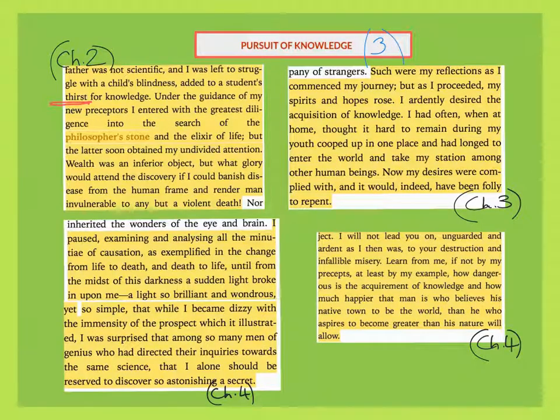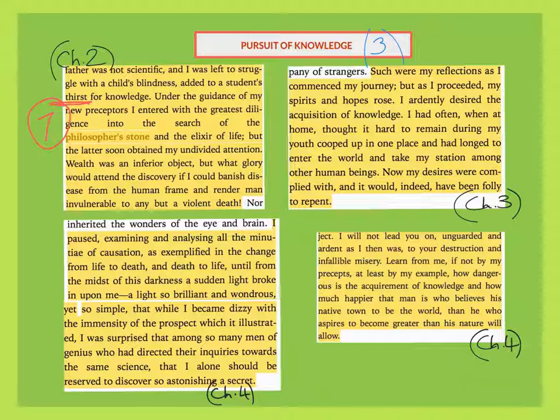That childlike imagery occurs again. Victor noting here, I was left to struggle with a child's blindness, added to a student's thirst for knowledge. Keep an eye on language associated with appetite and excess, glutting and gluttony. They're obviously hinting towards the seven deadly sins. They're usually punished in Gothic fiction, Gothic writing.